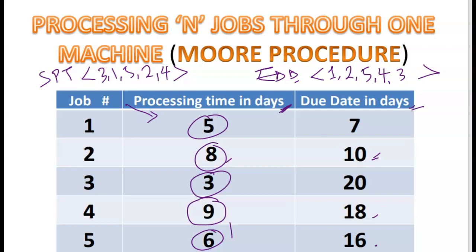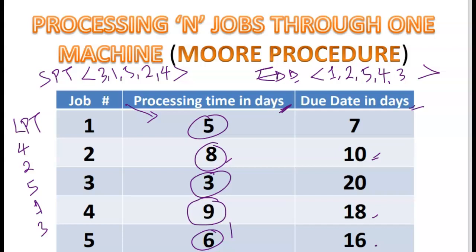Now, if we are using LPT, longest processing time, which is the opposite of the shortest processing time, it means that we are going to take it the other way around. That means we are going to do job 4 first, followed by job 2, followed by job 5, followed by job 1. Then the last job to be done will be job 3, because we are using the longest processing time. Which job are we going to spend more days on?